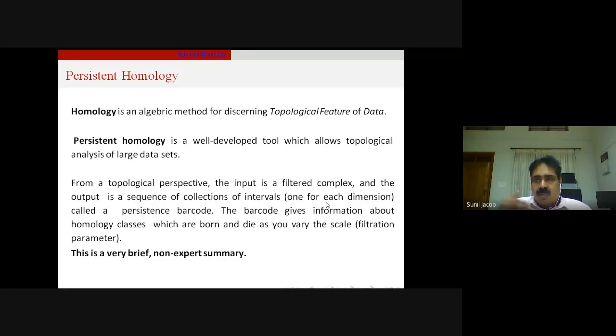If data is coming from one dimension, this is the barcode. If data is coming from another dimension, this is the barcode. Corresponding to every dimension 1, 2, 3, there will be a barcode, and that will be the output. The barcode gives information about homology classes, which are born and die as you vary the scale, that is, the filtration parameter. And this is a very brief and non-expert summary of today's talk I am going to give. Therefore, this is what we are doing.